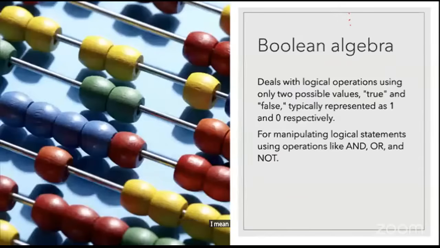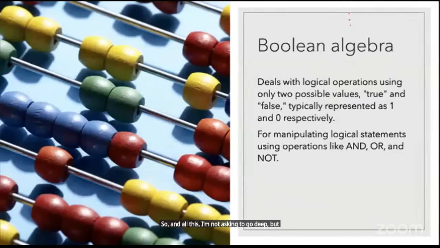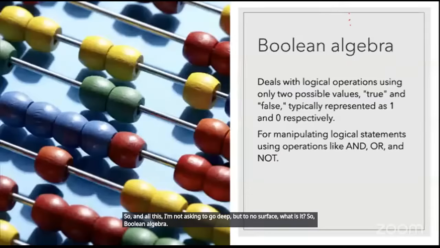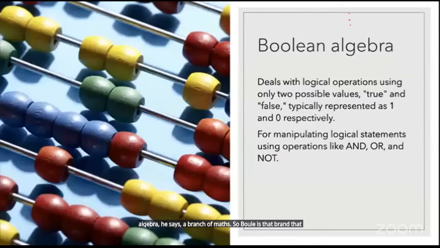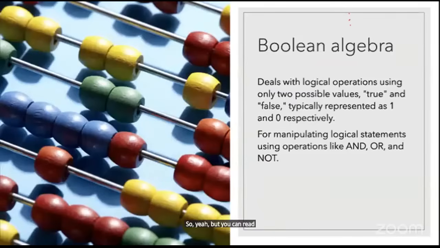I mean, when you want to represent face and tail in the system, in your computer, you're not going to write face or tail. You can call 1 or 0. I'm not asking you to go deep, but to know the surface, what is it? So, Boolean algebra. Algebra is a branch of mathematics. Boolean is that branch that deals with variables that can have one of two possible values. I use a switch for you. A switch can be on or off. A switch can't be on and off at the same time. But you can read more on that, please.